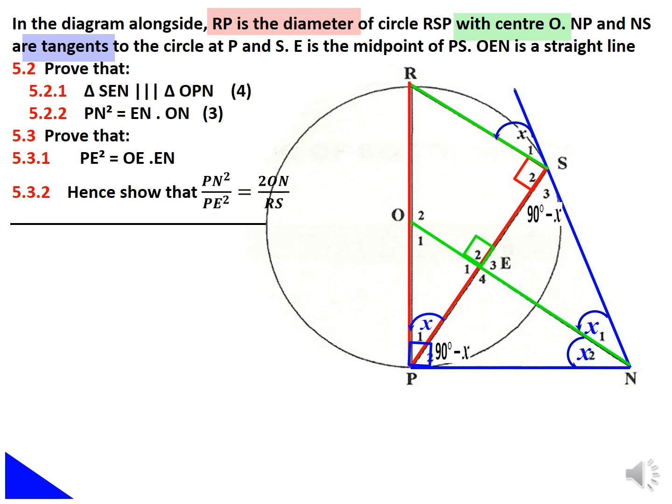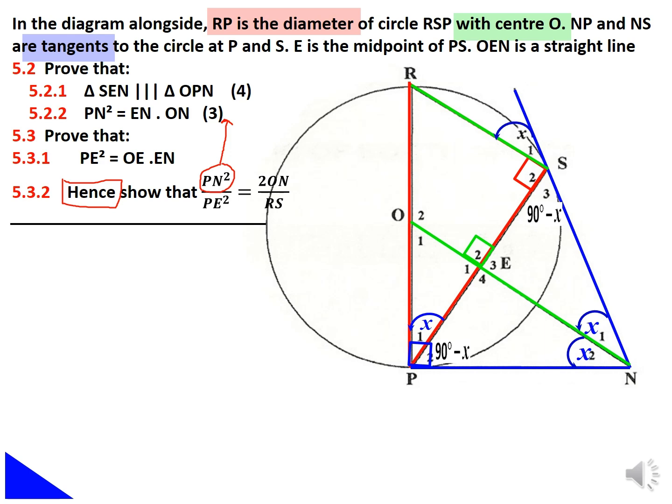The question says, hence show that Pn squared over Pe squared is equal to 2 times On divided by Rs. Now, if a question says to you "hence", it means our answer is basically going to develop from the previous relationships or from the previous calculations that we have already done. And we need to find the value of Pn squared.